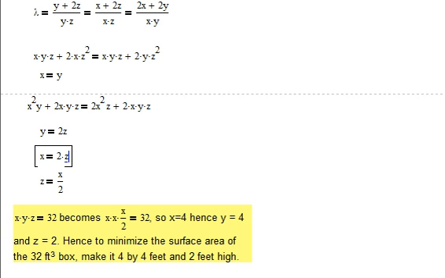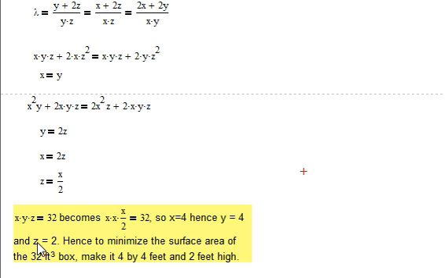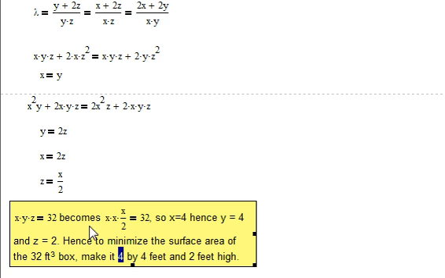So X times Y times Z equals 32 becomes X times X times X over 2 equals 32, so X equals 4. And hence, since X equals Y, Y is also 4, and Z would be equal to 2. Hence, we can minimize the surface area of this box if we make it 4 feet by 4 feet by 2 feet high.